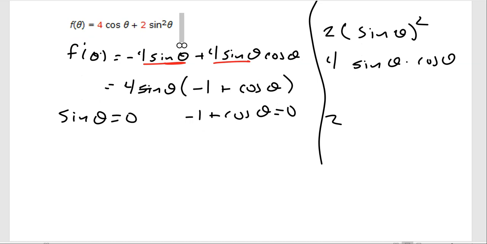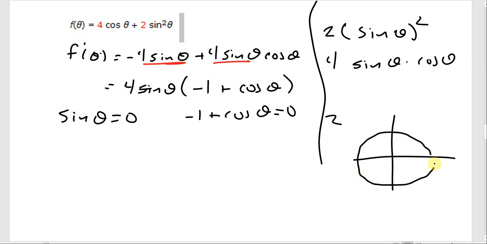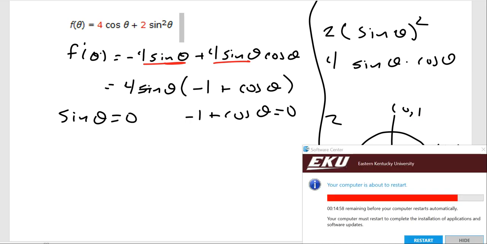So where is sine of theta equal to 0? Remember, I told y'all, remember the unit circle. Each of these ordered pairs on the unit circle is cosine and sine, right? So sine of theta is equal to 0. Sine is the y-coordinate, at 0 and pi, and every multiple of pi.